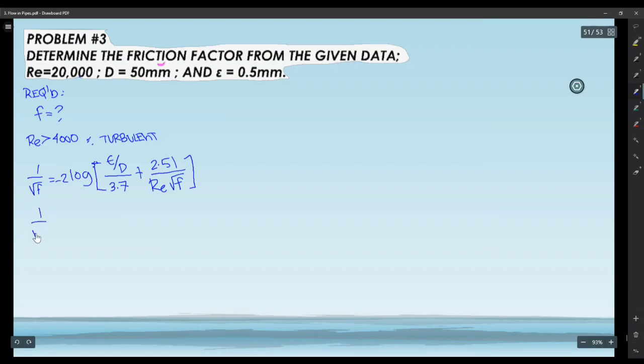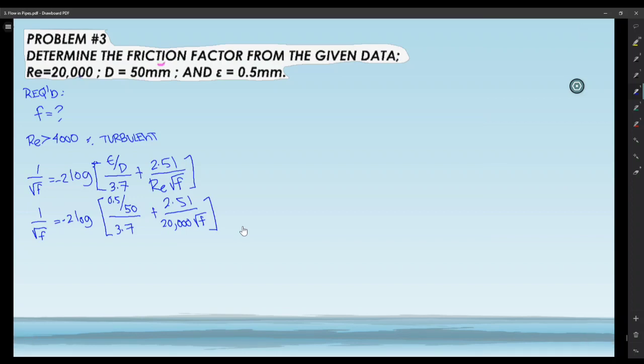So 1 over square root of f, so ito nga yung unknown, so negative 2 of the logarithm of the roughness height, so epsilon 0.5 over the diameter of the pipe. So maka-cancel naman to. So hindi ko na siya need i-convert, no? So kasi mm by mm, so that is cancel. Over 50 over 3.7 plus 2.51 of the Reynolds number na 20,000 times the square root of f. So input nyo lang sa ALQ, guys.